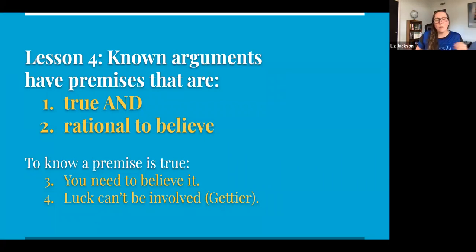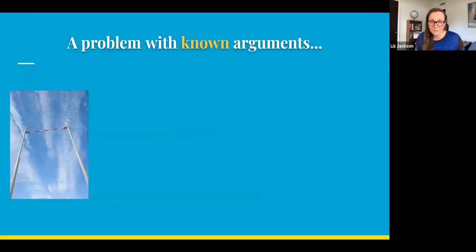But one way to think about it is that it can't just be true by luck. So this is what's called the Gettier problem, how to define knowledge. But at the very least, knowledge requires, if you know a premise is true, it is true, and it's rational for you to believe it.